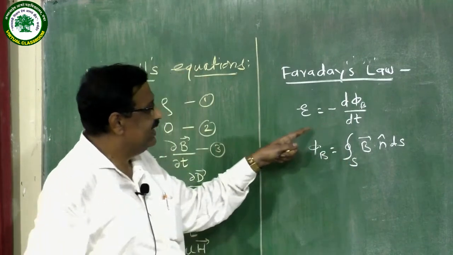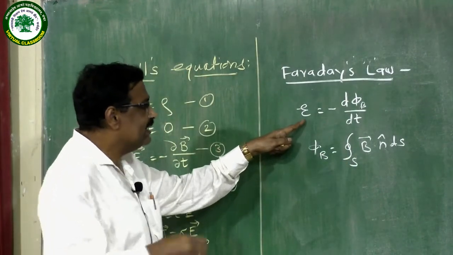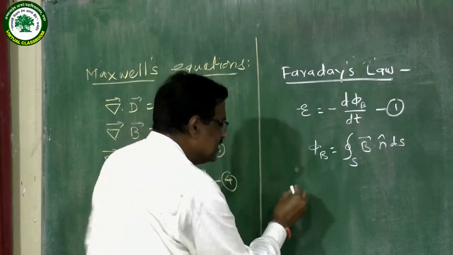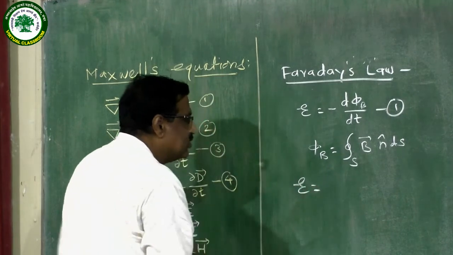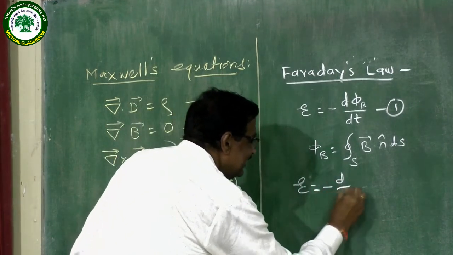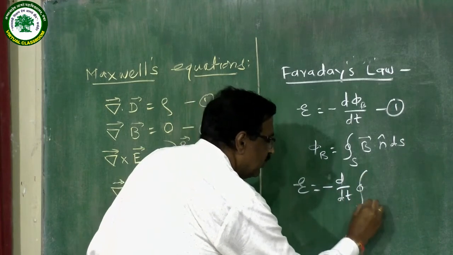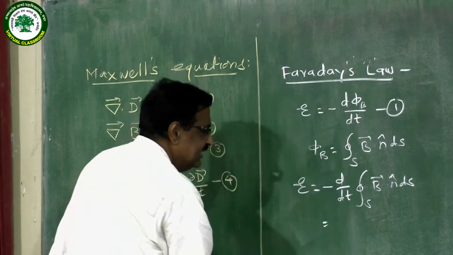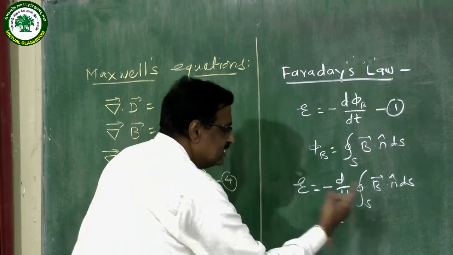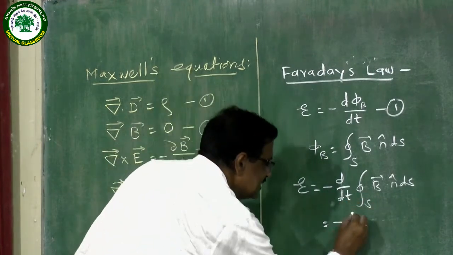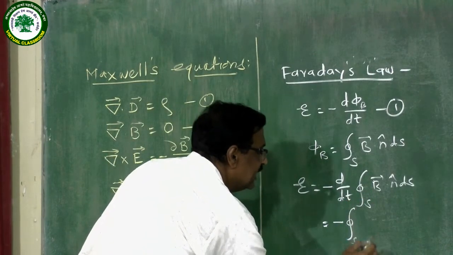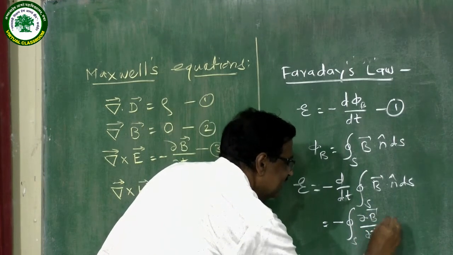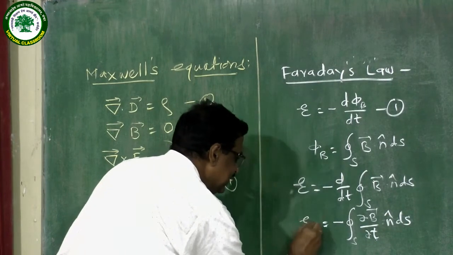So this equation should be rewritten here. Suppose this is equation 1, and we may put the value of flux φ_B in this equation. So the induced EMF is also written as minus d/dt of the integral over S of vector B dot n dS. And if we take the derivative inside, because they are independent variables, we may write it inside the integral also. It is written as ∂B/∂t dot n dS. So this is nothing but the induced EMF.